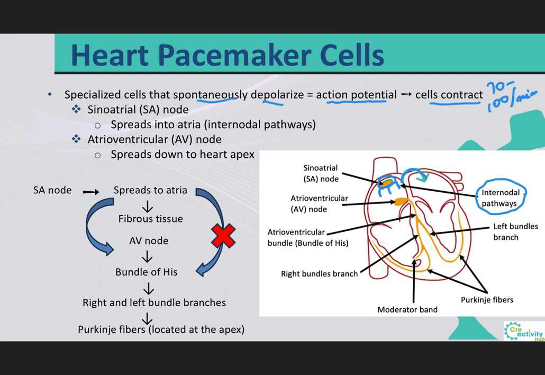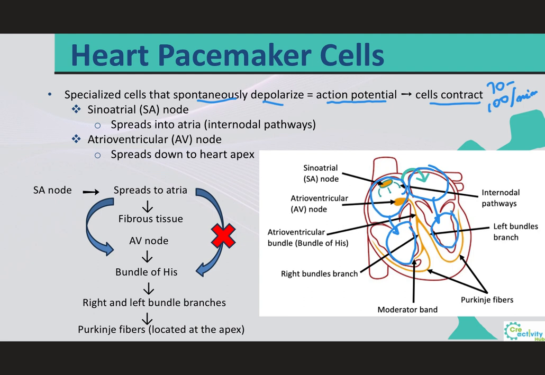These green arrows are going to be the ones that are representing the internodal pathways. And as you can see, it spreads through the myocardium of the atria that then tells the heart muscle to contract. And this squeezes and then pushes the blood from the atria down into the ventricles on both sides of the heart. Therefore, the blood from the right atrium will go into the right ventricle, and the blood from the left atrium will go into the left ventricle.